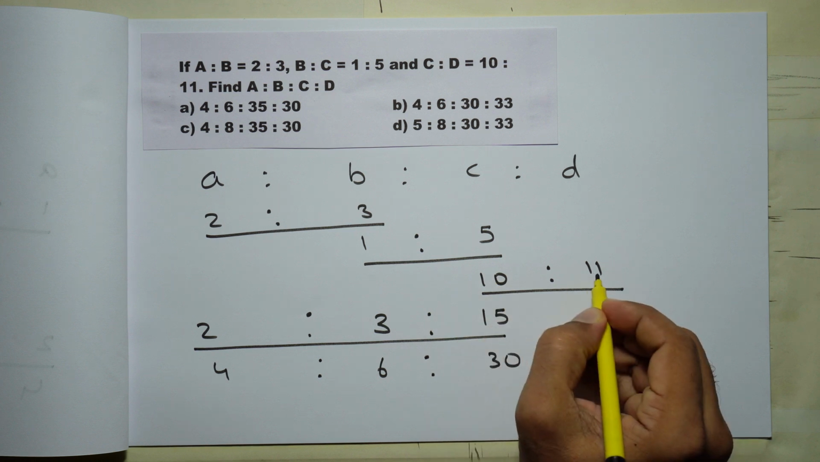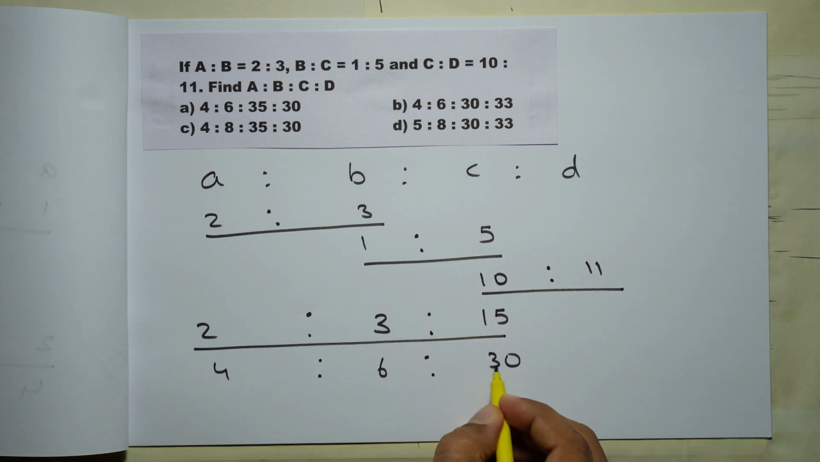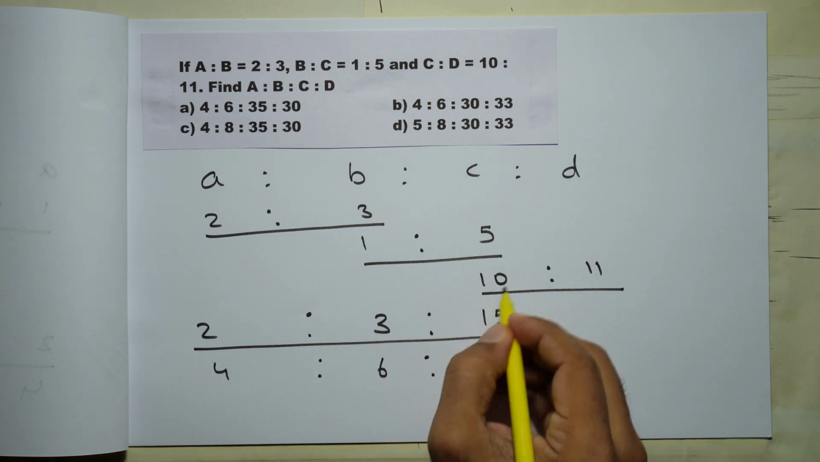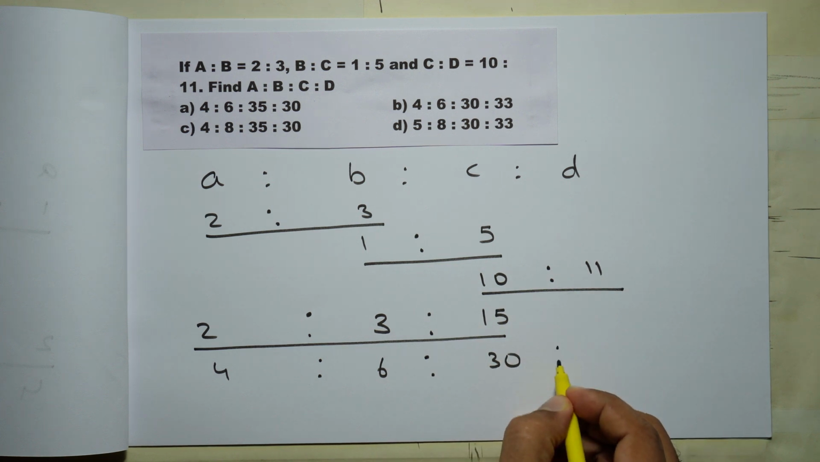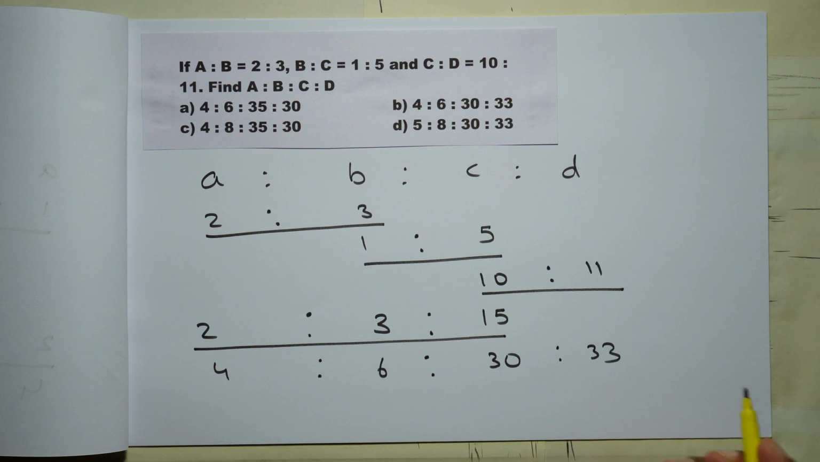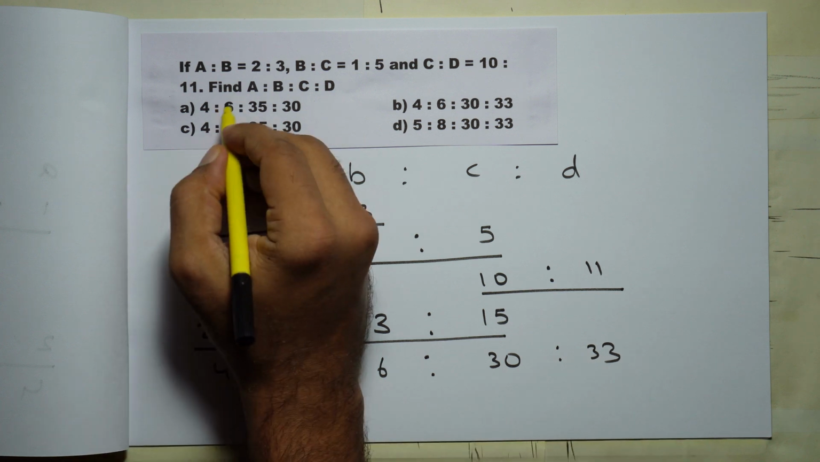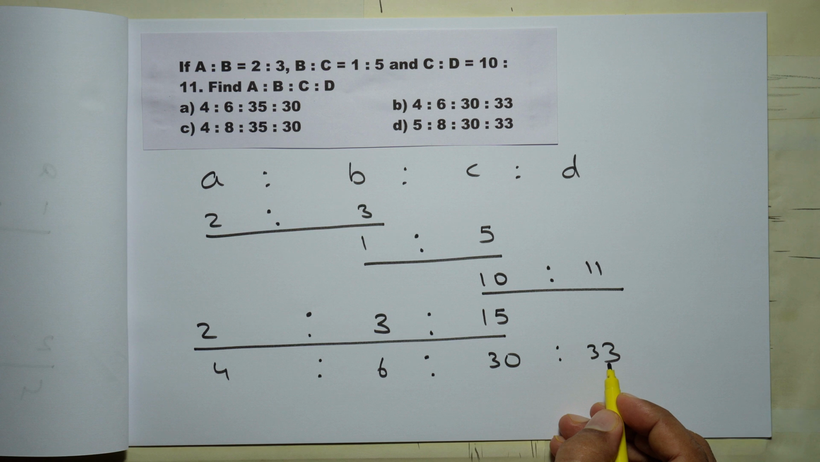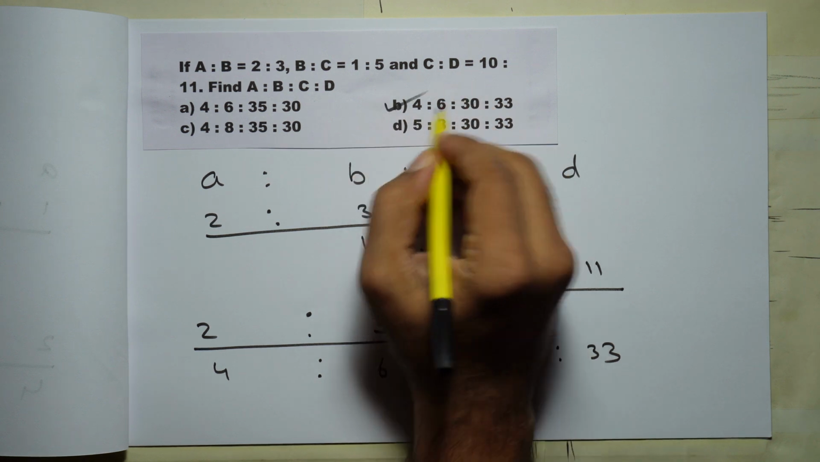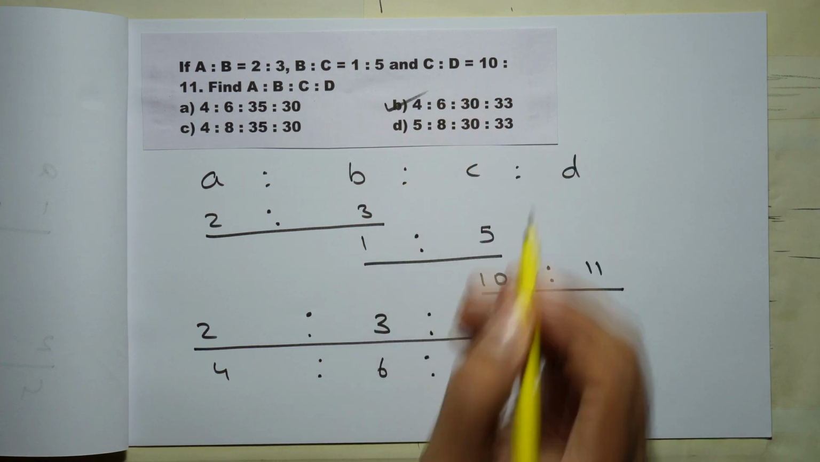Now in this ratio, 10 has been multiplied by 3 to get 30. 10 has been multiplied by 3, so 11 should also be multiplied by 3. So 11 into 3, 33. So the combined ratio will be 4 is to 6 is to 30 is to 33. So A is to B is to C is to D is 4 is to 6 is to 30 is to 33. Here option B, 4 is to 6 is to 30 is to 33.